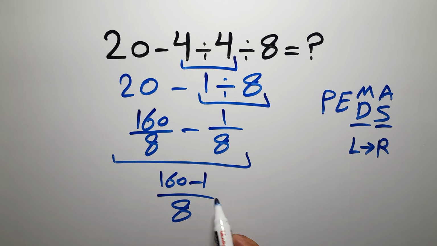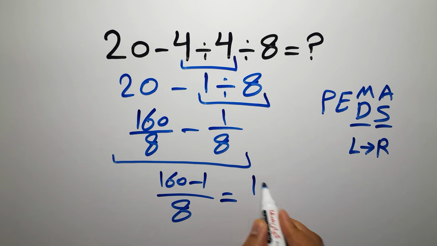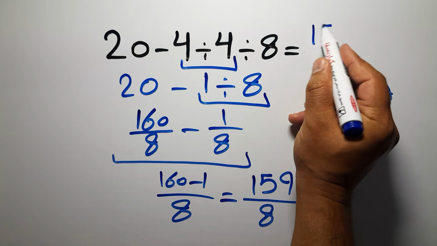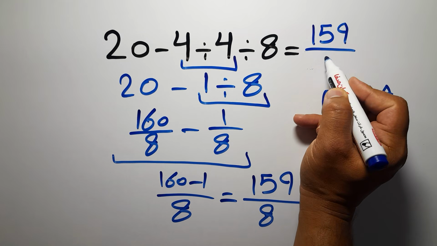160 minus 1 is equal to 159 over 8. And this is our final answer to this problem. The correct answer is 159 over 8.